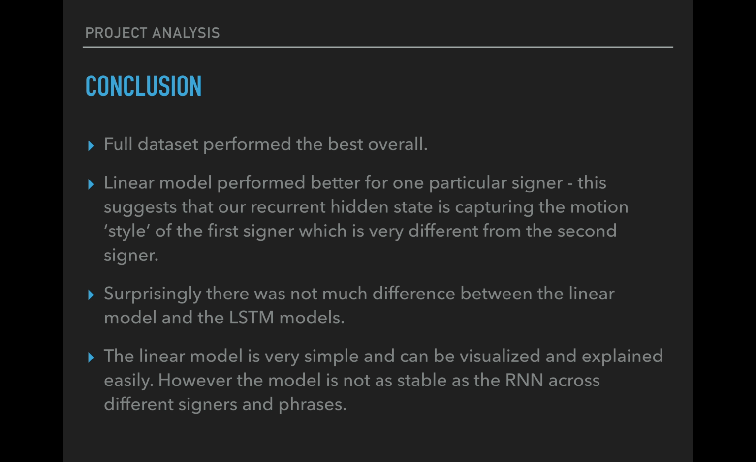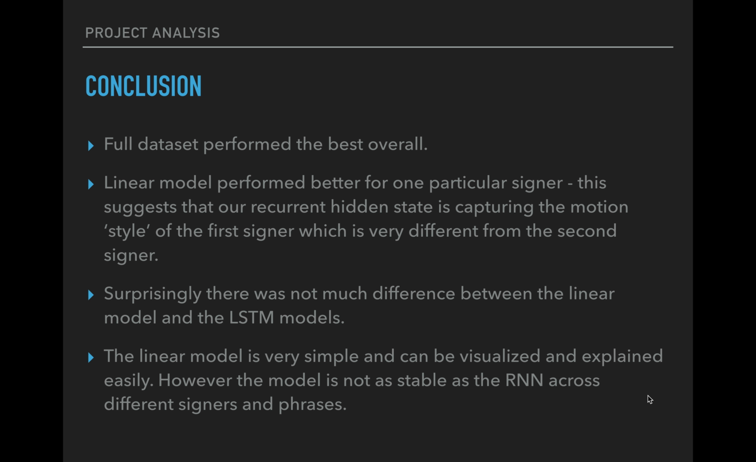And so that leads me to my first conclusion, which is that it really does seem like the recurrent hidden state is capturing the style of the signer, and so trying to generalize that across the board to different phrases and different signers can be hard. And so perhaps the second signer had a very different style, and therefore it was hard to predict. And this is just the same point I made that was very surprising, that the sequential nature of the recurrent neural network did not add much to the linear model.